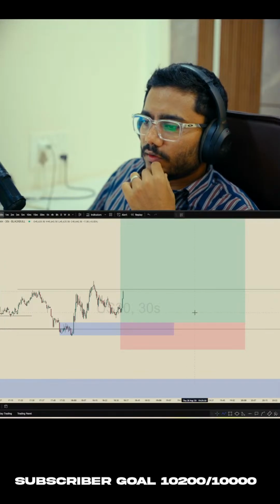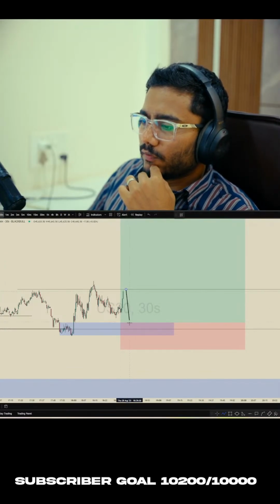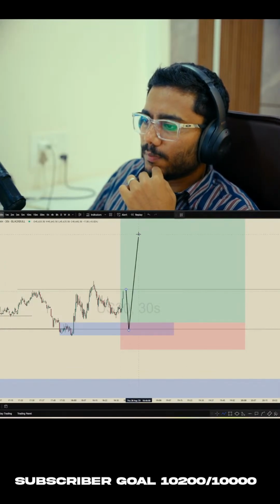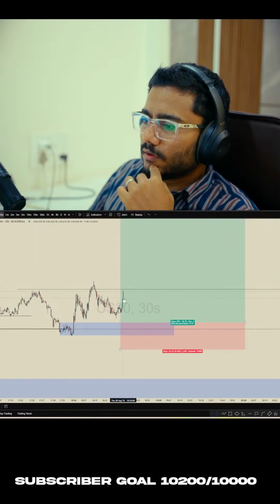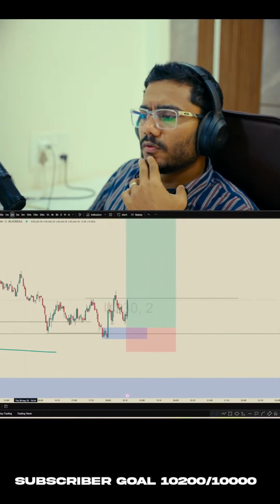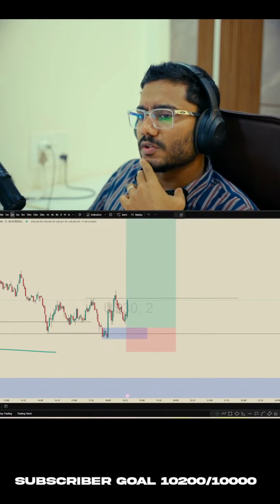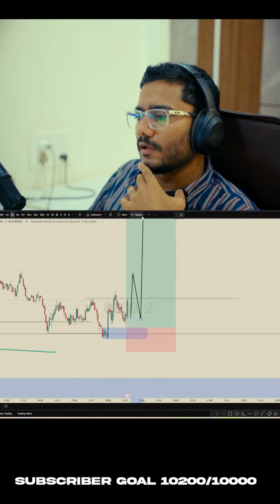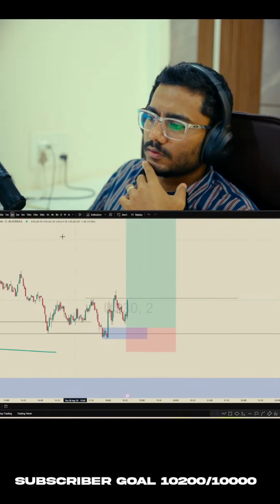Let's wait for the session to open. I think when the market starts, it can tap and continue sweeping this liquidity, or we can look for new. So if this breaks and creates new structure, then we can look for price to retest and continue. Something like this should happen.